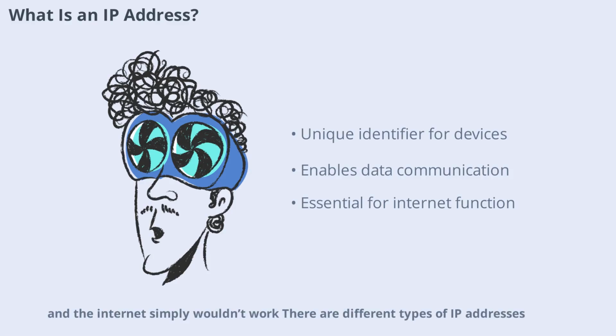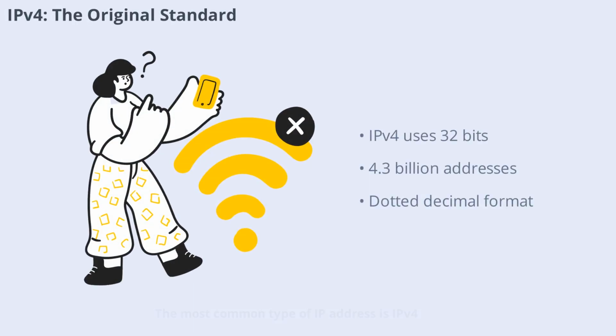There are different types of IP addresses, but at their core, they all serve the same purpose: identifying devices and enabling communication. Next, we'll look at the two main versions of IP addresses in use today. The most common type of IP address is IPv4, which stands for Internet Protocol version 4.